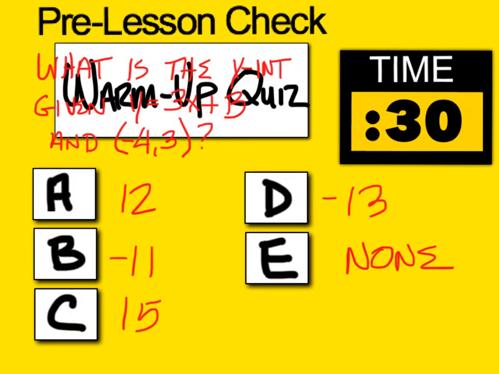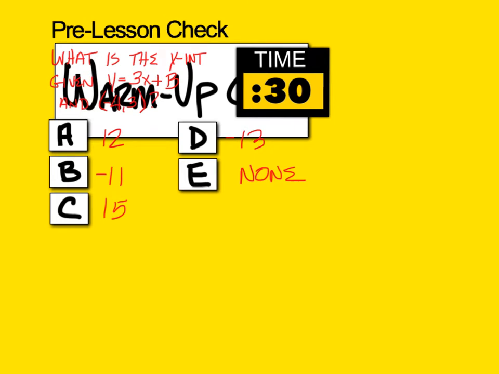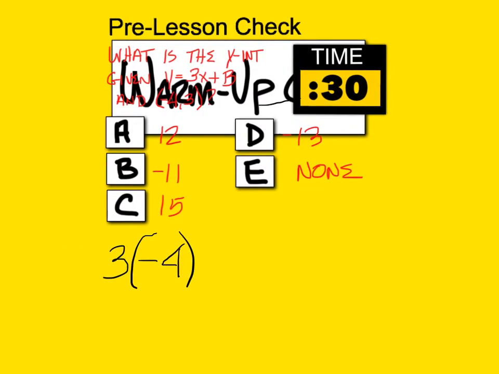What is the y-intercept given y equals 3x plus b and the point negative 4, 3? Just like we did last week. You have to insert the... Okay, for this we should have the negative 4 going in for x, and don't forget you have a 3 in front of it. We'll move over this way. And the y is 3. And then we have plus b.